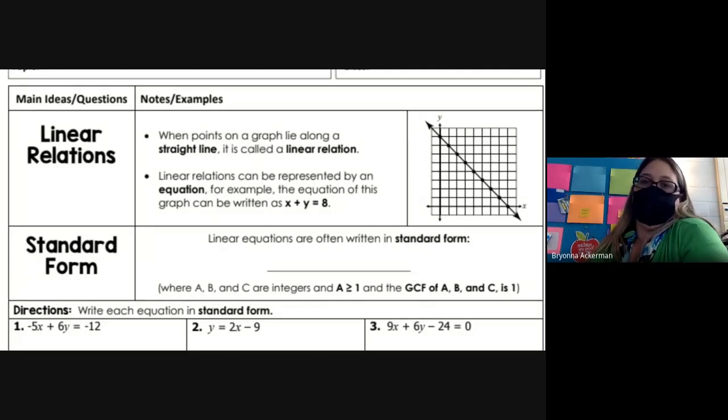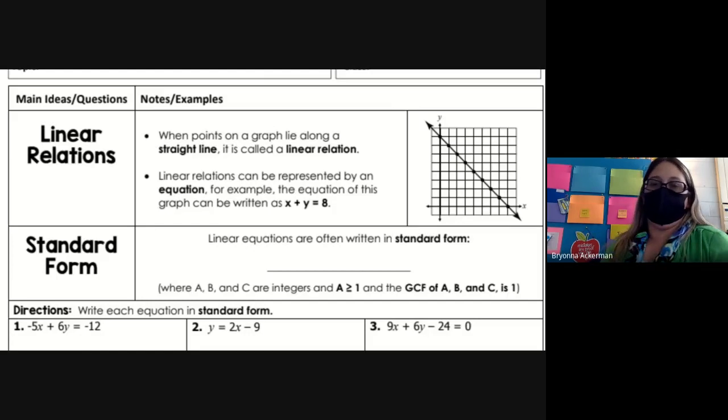So what does it look like? This is what standard form looks like. AX plus BY equals C. A, B, and C are numbers, okay? We don't want A to be negative. And if I can take out a greatest common factor from A, B, and C, I'm going to do so, kind of like reducing, okay?